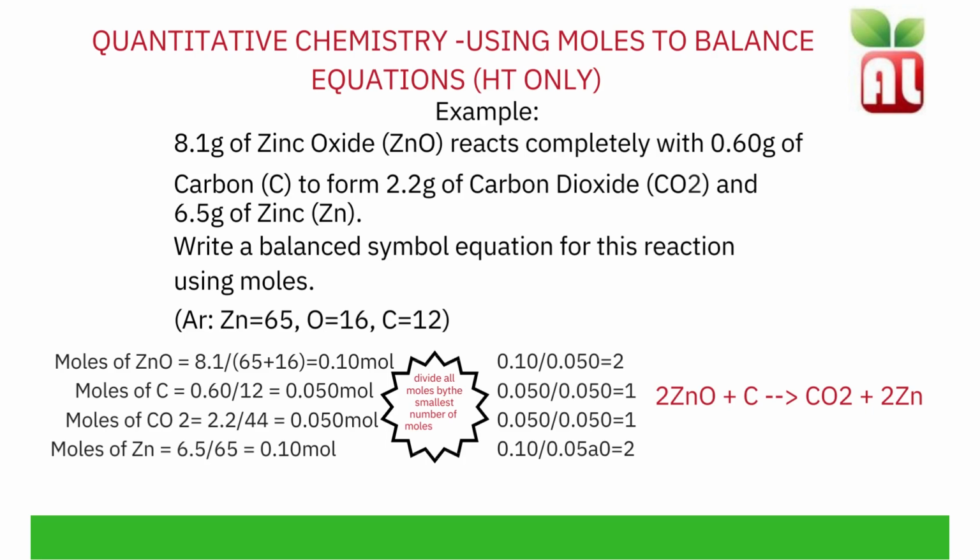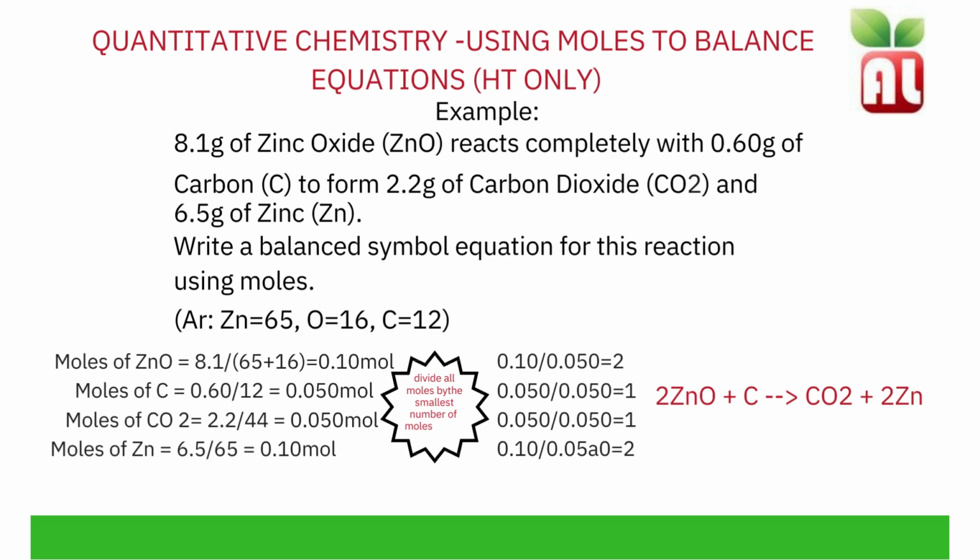Using moles to balance equations. When looking at a balanced equation, you are essentially looking at the number of moles of one substance as a ratio of the number of moles of another substance. An example: 8.1 grams of zinc oxide with the formula ZnO reacts completely with 0.6 grams of carbon, formula C, to form 2.2 grams of carbon dioxide, formula CO2, and 6.5 grams of zinc, formula Zn.